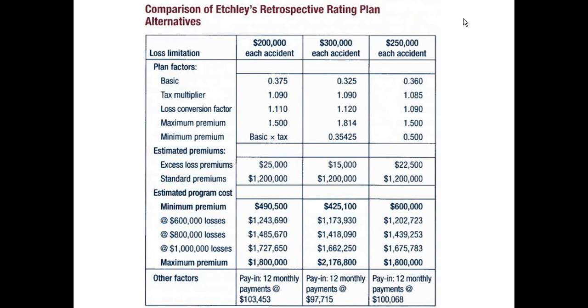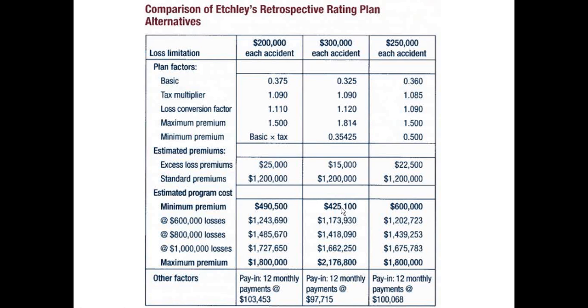And then the excess loss premiums, you can see the example. So the excess loss premiums and standard premiums that are charged. So the standard premium is going to be 1.2 million. That's the standard. And then the excess loss premium will certainly be a part of that as well. And then the minimum premium in this case, based upon each of these scenarios, you can see the least amount that I would pay for each one. The 300,000 would be 425, so that's a good deal. But the problem is the maximum premium is 2.1 million.